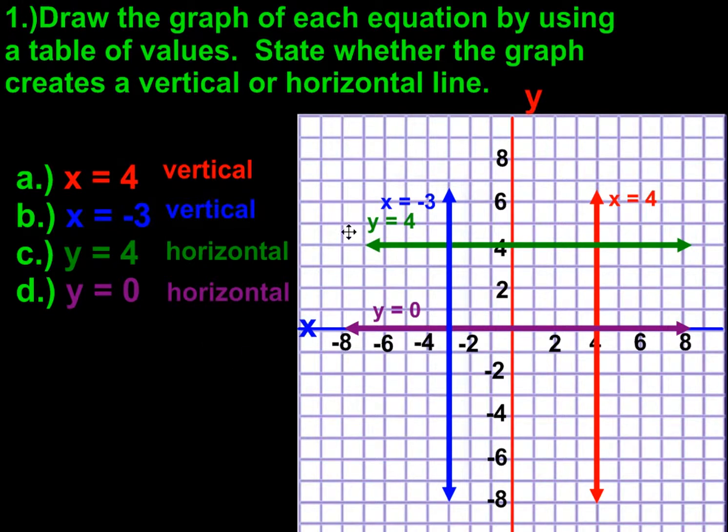Now, if you had created a table for these, you might have different values for, let's say, in this case, y. For x equals negative 3, the y values would change as you move up and down. For x equals 4, the y values would change. For y equals 4, the x values could change as you move, but every x value is going to put you back on this line somewhere, because you're never going to get away from the fact that y equals 4. So, you don't have to have a table to show that.